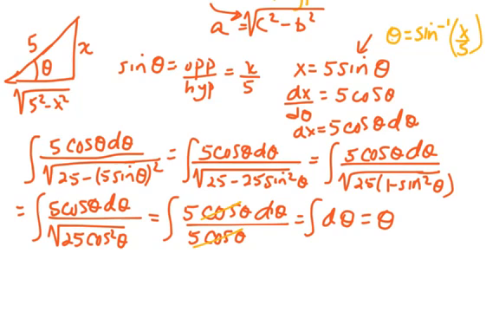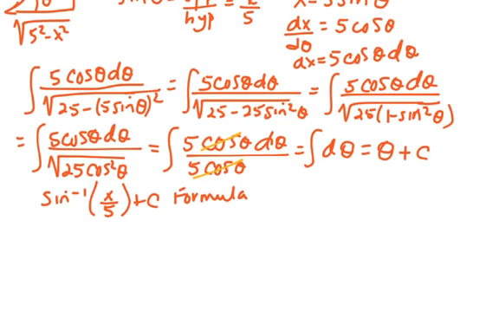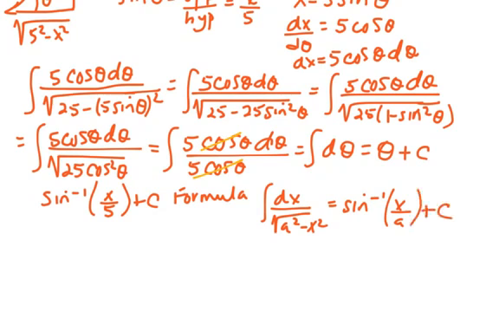So I have this answer in terms of x, which is what the original integral was. The answer would be sine inverse of x over 5 plus a constant. Lo and behold, this should look familiar. This is our formula that we saw in the review section 7.1: the integral of dx over the root of a squared minus x squared is equal to sine inverse of x over a plus a constant.